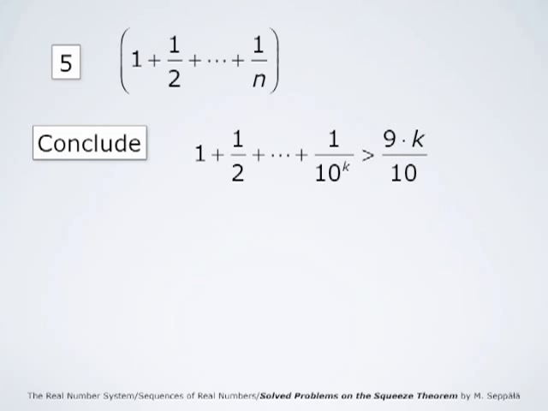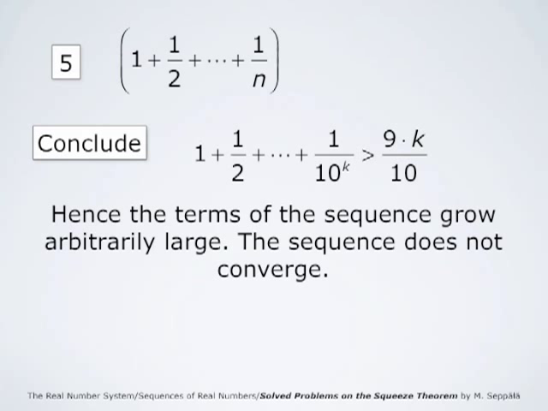In this sum 1 plus 1 half plus and so forth plus 1 over 10 to the power k, we have grouped elements of this sum into partial sums. Each one of these partial sums is larger than 9 over 10, and there are k such partial sums, therefore the whole sum is larger than 9 times k over 10. But 9 times k over 10 grows arbitrarily large as k grows. Therefore, by an application of the argument of the squeeze theorem, we conclude that this sequence does not converge to a finite number. The quantities 1 plus 1 half plus and so forth plus 1 over n grow arbitrarily large as n grows. This is an important observation.